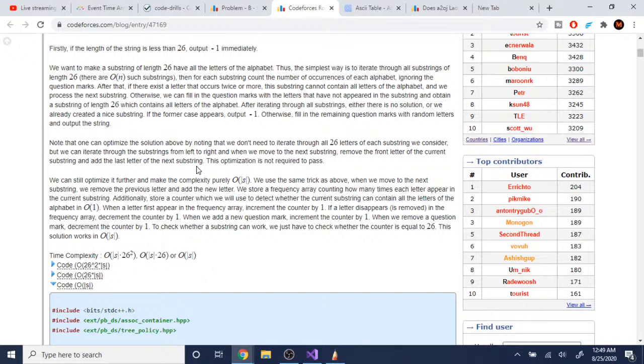Store a frequency array counting how many times each letter occurred in the current substring. Store a counter that we use to check whether the current substring can contain all the letters of the alphabet. When a letter first appears in the frequency array, increment the counter by 1. If a letter disappears, is removed from the frequency array, decrement the counter by 1. When we add a question mark, increment by 1. Remove a question mark, decrement by 1. To check whether the substring can work, we check whether the counter is equal to 26.